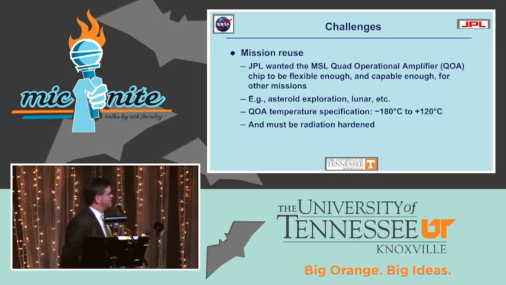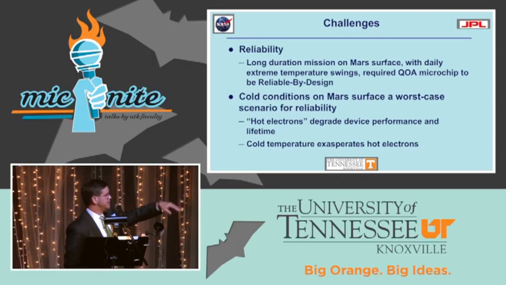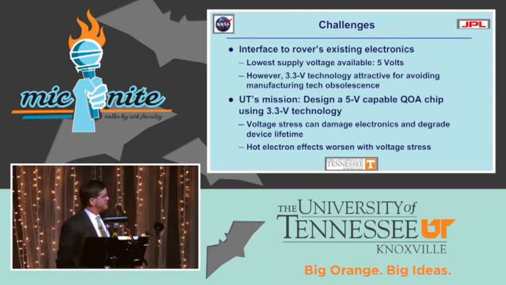So, mission reuse. For JPL, it wasn't enough to be just designed for Mars. They want the biggest bang for the buck. So we want to reuse this for a bunch of missions, and that required expanding the temperature range for the chip to -180 degrees C to +120, so they could send it to asteroids and maybe to the moon and all sorts of cool places. And of course, reliability is a huge challenge because again, it's difficult to go up there and fix it, so it had to be reliable by design. Mars in particular is tough because of the predominantly cold conditions. Cold actually exacerbates hot electrons, which is a predominant device performance and degradation mechanism in silicon-based electronics.